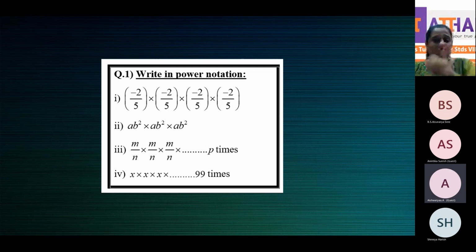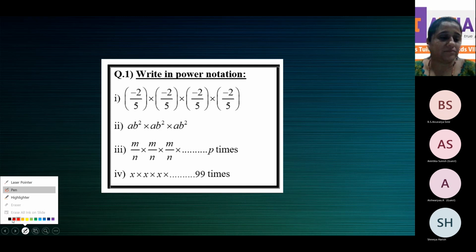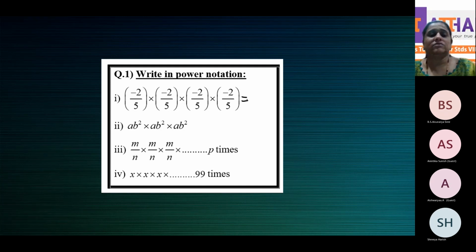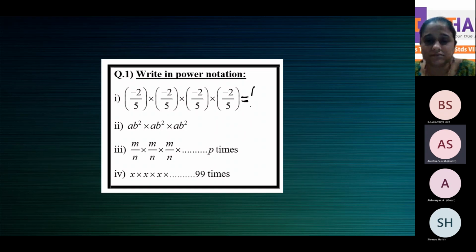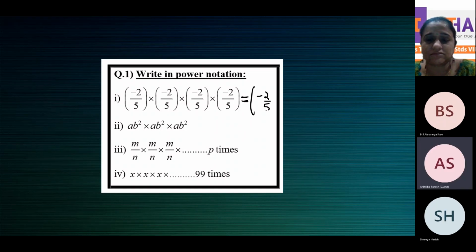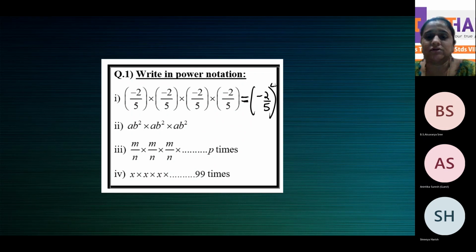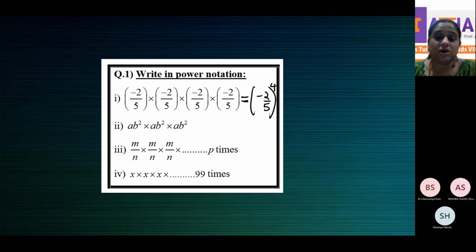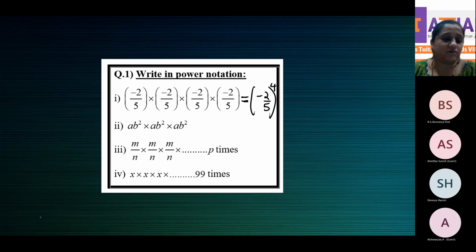I have a few doubts in some of the questions. No problem, we'll discuss everything now. Who can tell me the answer for the first one? Write in power notation. That means the exponential form. You need to write this in the exponential form. So in brackets, minus 2 by 5 and then raised to the power 4. Very good, because minus 2 by 5 is multiplied with itself 4 times. So it will be minus 2 by 5 to the power 4.